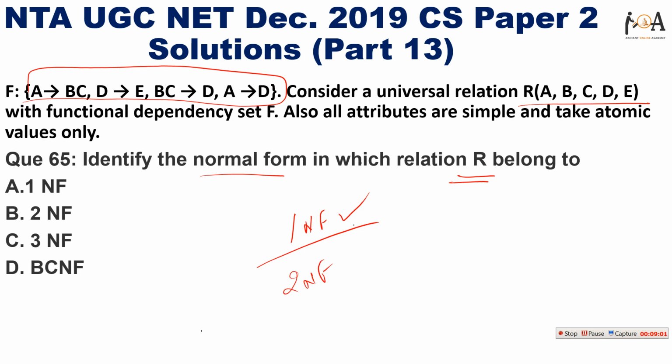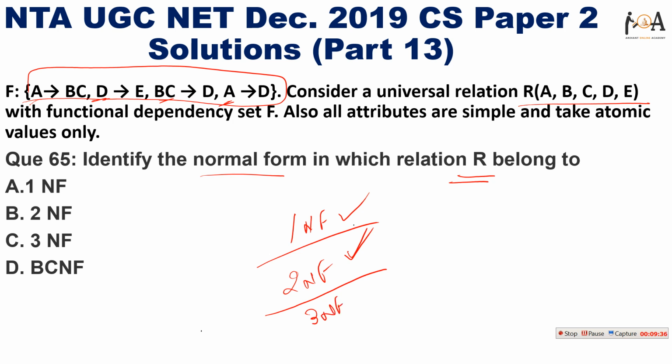For partial dependency in a relation, a non-prime attribute should depend on part of a candidate key. But D is not a candidate key, and BC is also not a candidate key. A is a candidate key, and it is a super key. So for 2NF, no partial dependency is there, that is why it is in 2NF.